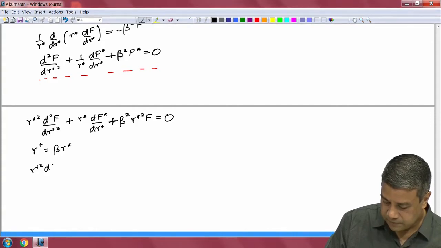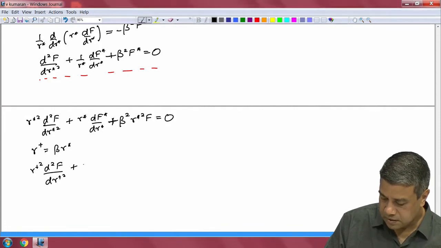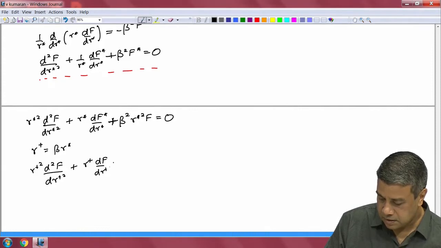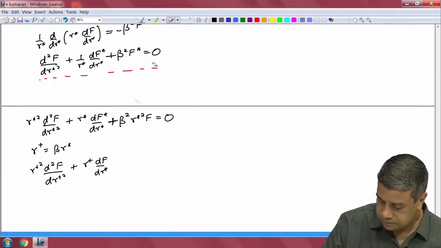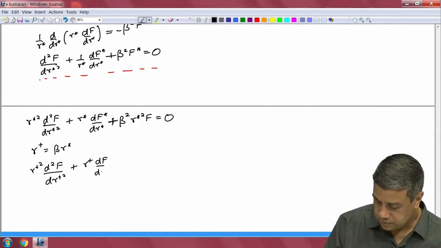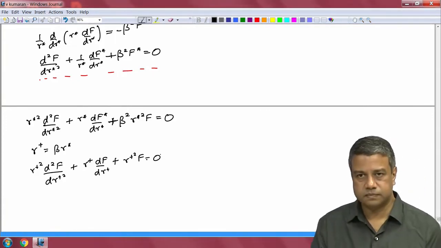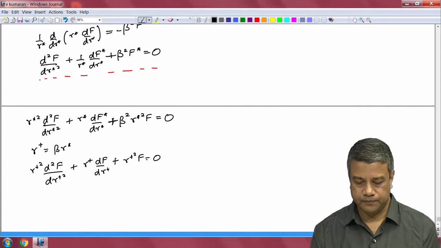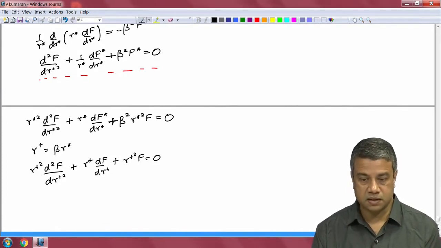r plus squared d squared f by dr plus squared, plus r plus df by dr plus, plus r plus squared f has to be equal to 0. This is the equation, and we also have to recast the boundary conditions in terms of this variable.